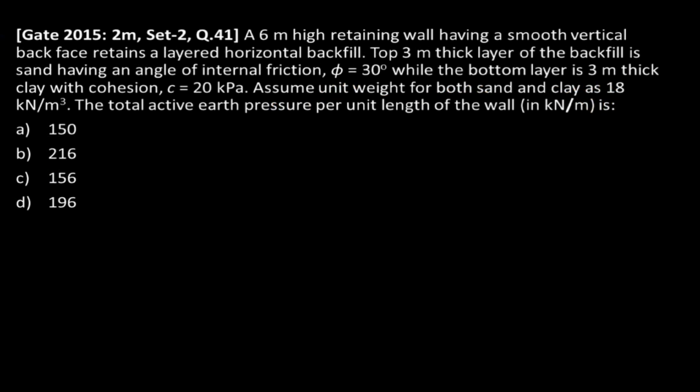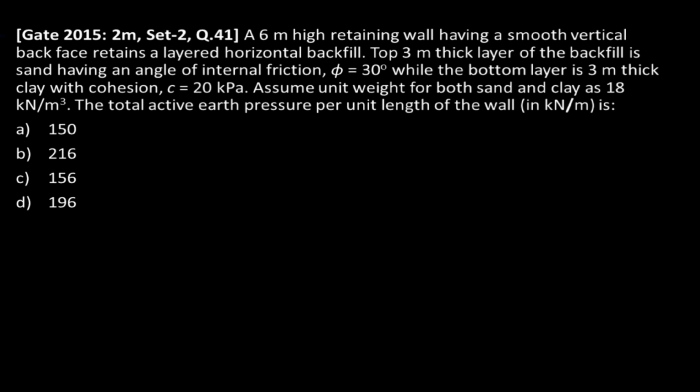In this question, they have given a 6-meter high retaining wall having a smooth vertical back face that retains a layered horizontal backfill. The top 3-meter thick layer of the backfill is sand having an internal friction angle phi equal to 30 degrees, while the bottom 3-meter thick layer is clay having a cohesion. They have given the unit weight of both sand and clay as 18 kilonewton per meter cube, and they have asked us to find the total active earth pressure per unit length of the wall.